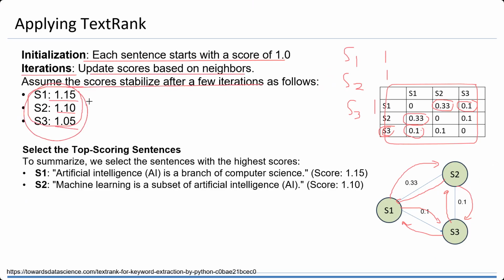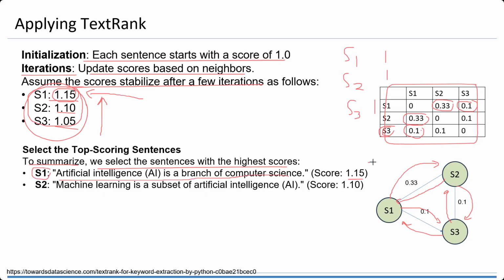And what does it mean? The higher number means the most important sentence. If it is the most important sentence, then we will select it as the text summary. So to summarize, we select the sentences with the highest score. The highest score is 1.15, so S1 can be the representative of those 3 sentences.